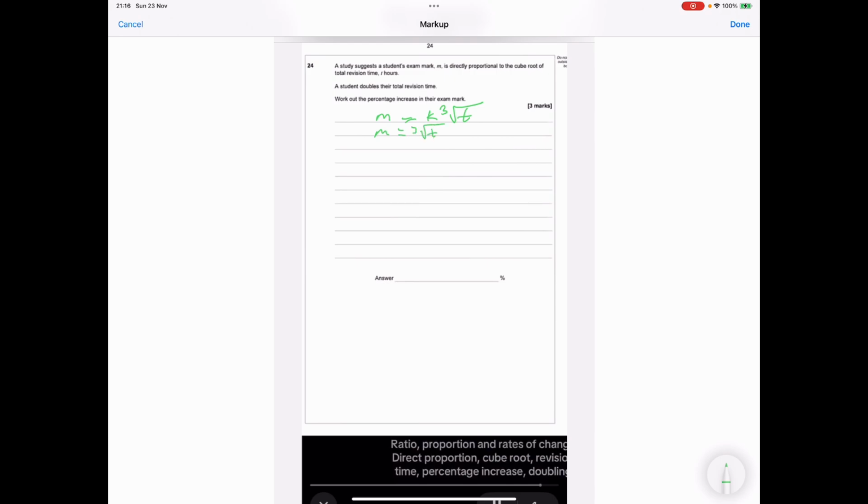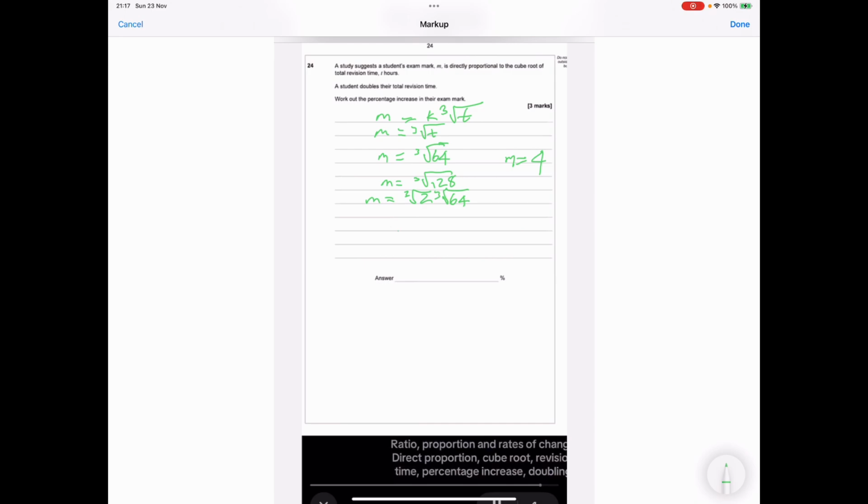So where are we to put in something that's cube rootable? Let's put in 64. So if a student put in 64 hours, then they would get 4. M would equal 4. If they doubled their time, they would have 128. And then the cube root of 128 is the cube root of 2 times the cube root of 64, because it's following the same lines.